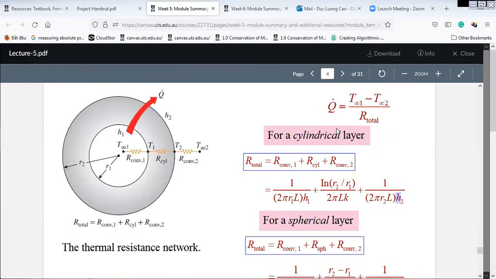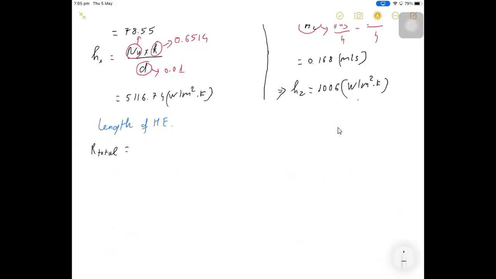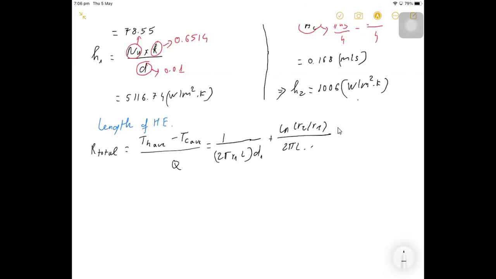We have R total equal to T hot water average minus T cold water average divided by Q. And this one equals 1 divided by 2 pi R1 L S1, which is for hot water, plus log R2 divided by R1 divided by 2 pi L. Okay, this one is for conduction in the inner tube, plus 1 divided by 2 pi R2 L S2. Sorry, not D, it's S1 and S2, not D.